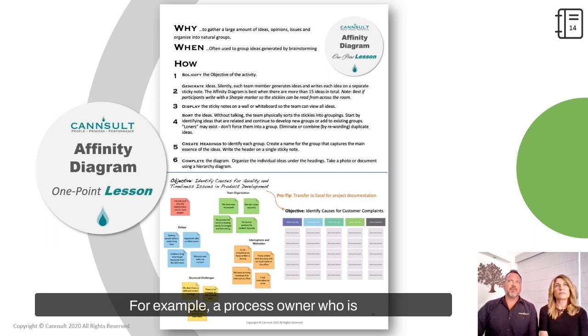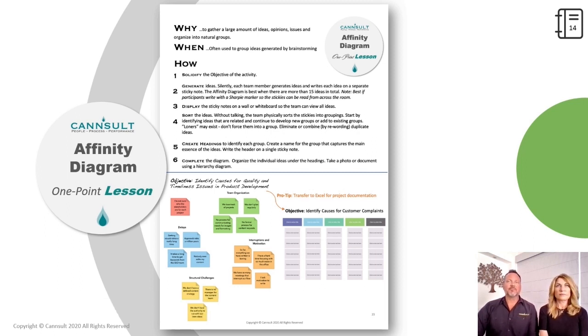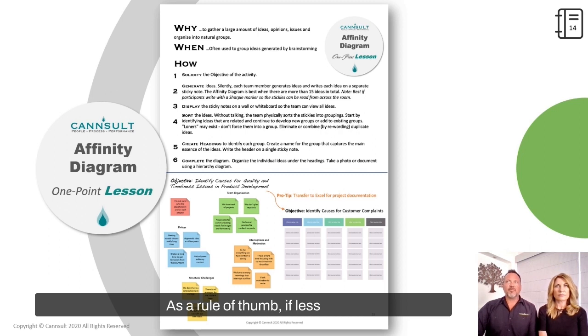For example, a process owner who is identifying customers and their needs might compile a very large list of unsorted data. In such a case, creating an affinity diagram might be helpful for organizing the data into groups. As a rule of thumb, if less than 15 items of information have been identified, you can skip the affinity process. It's really best for working with large amounts of information.